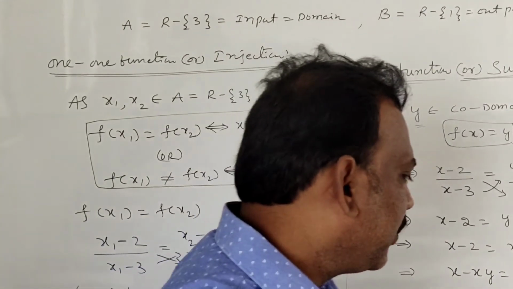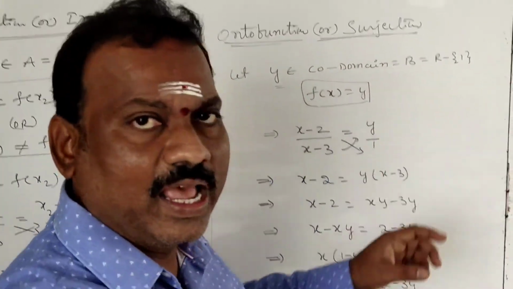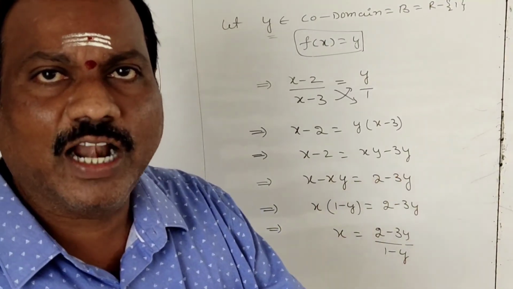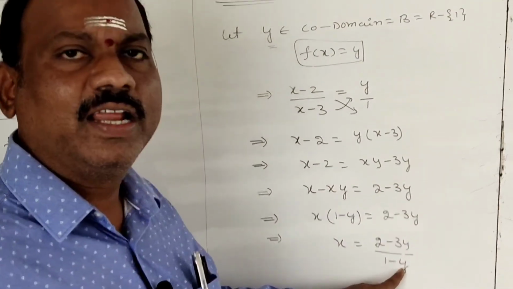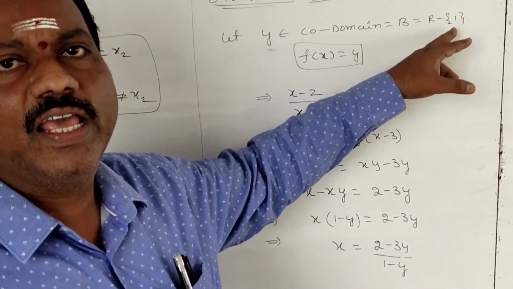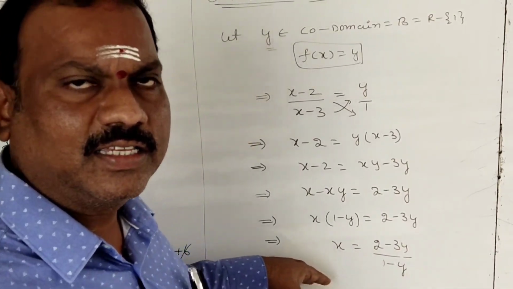That's why if you take any element in y, y means nothing but in the codomain, there exists a pre-image except 1. 1 you should not take. If you take 1, it is not defined. Already they told, except 1 only in the codomain. That's why for all elements in the codomain, there exists a pre-image.